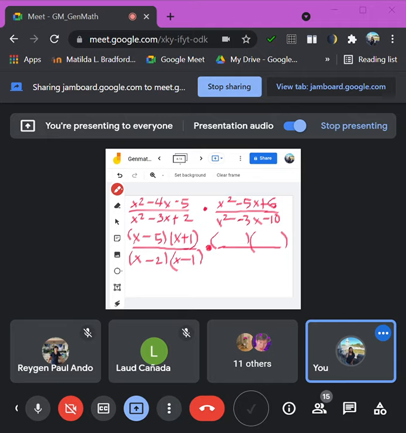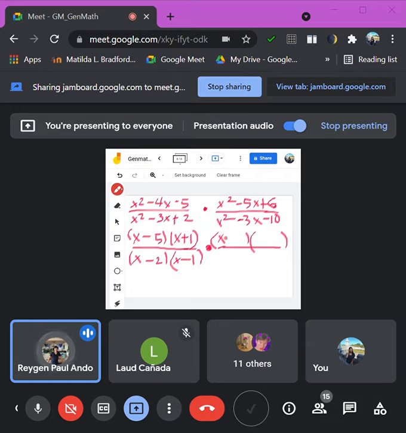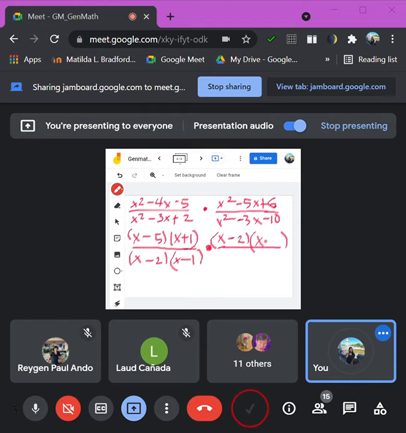Which one can we use? x minus 2 times x minus 3. Okay, very good. x minus 2 and then x minus 3. Negative 2 times negative 3 is positive 6. Negative 2 plus negative 3 is negative 5. Okay, very good. How about the others?